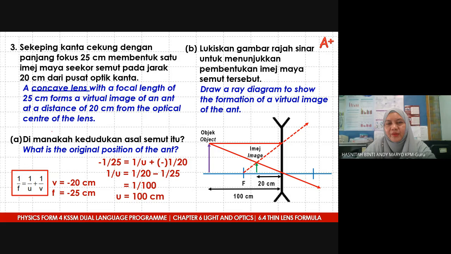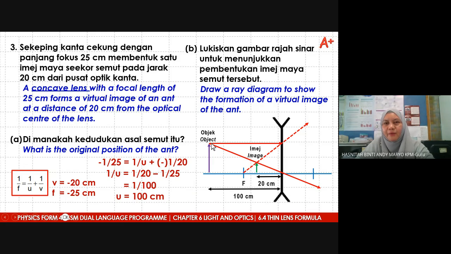So we draw the lens first, the concave lens, and this is the focal length. Focal length is 25 centimeter. Object distance is 100 centimeter. So this is the object distance, 100 centimeter. Okay, and the image is formed 20 centimeter from the optical center, and it is virtual.